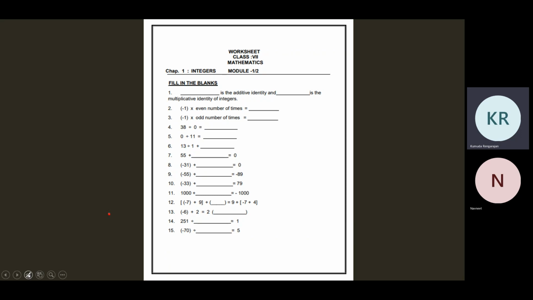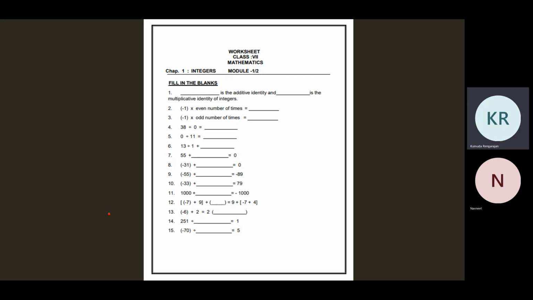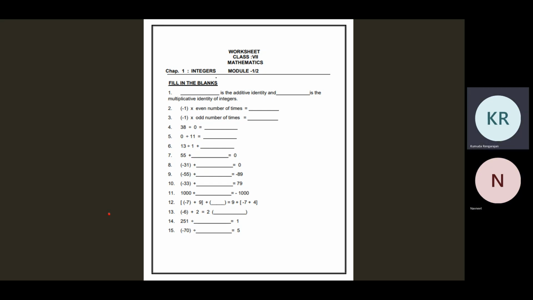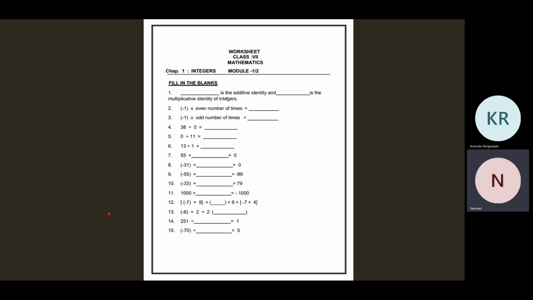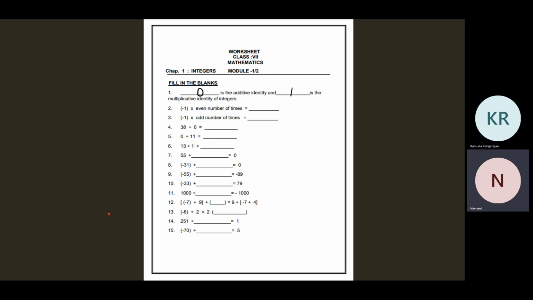Let's discuss the answers to these questions. Answer the first one. You don't have to write these in your notebook. We'll just discuss them. Dash is the additive identity and dash is the multiplicative identity of integers. 0 is the additive identity and 1 is the multiplicative identity for integers. Very good.